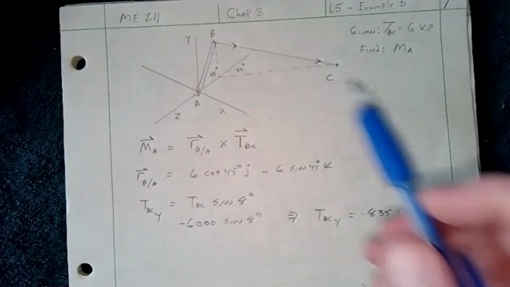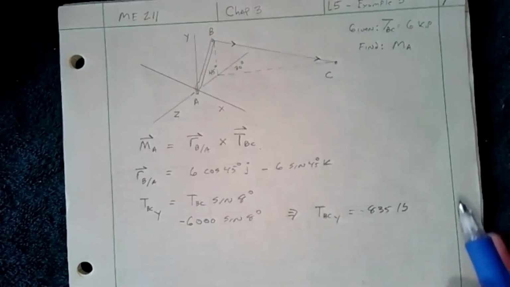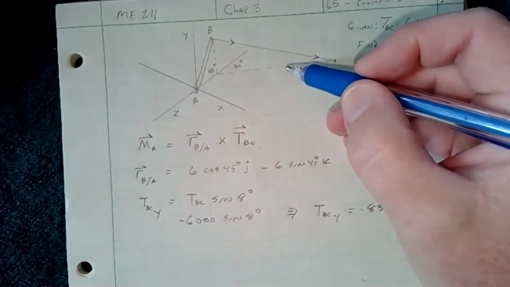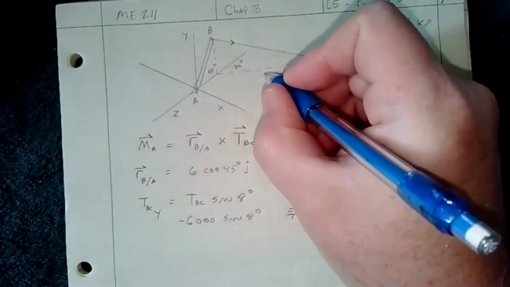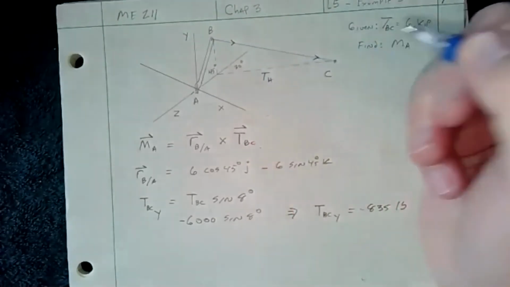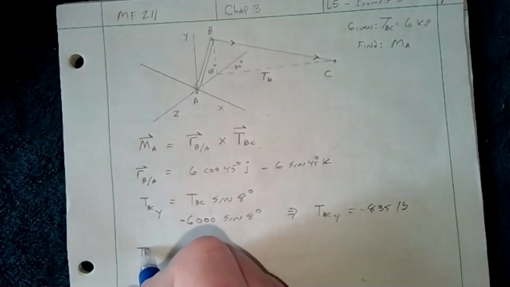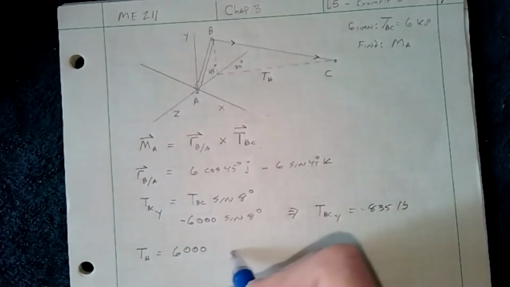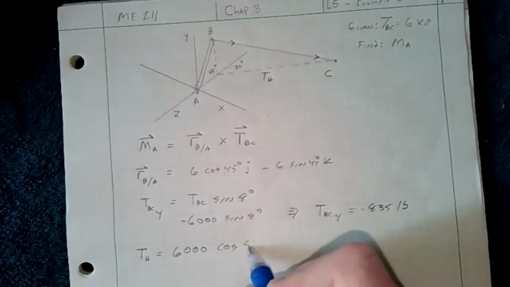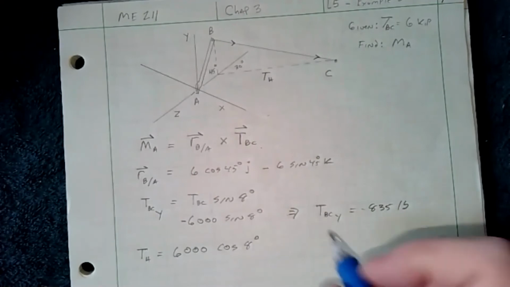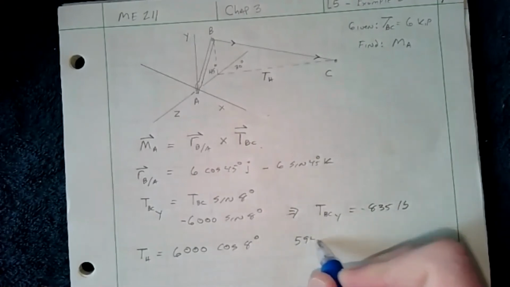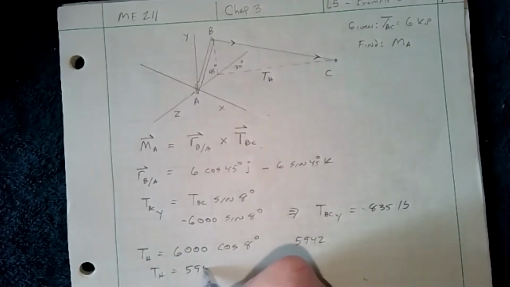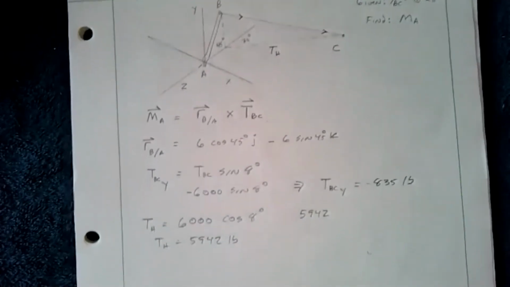So in order to figure out the X and Z, we need to figure out what this line is. So that's going to be our horizontal projection. And so we know that's going to be similar as TH. So we'll just call it TH, is going to be equal to 6,000 cosine of 8 degrees. And if we do that, we get a value of 5942. So TH equals 5942 pounds. All right.